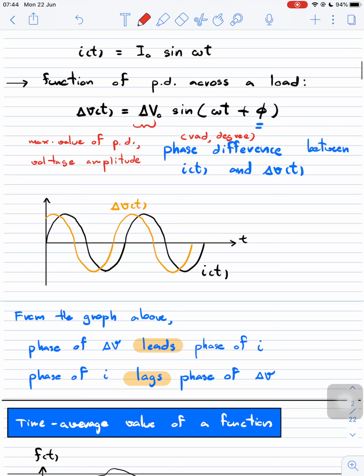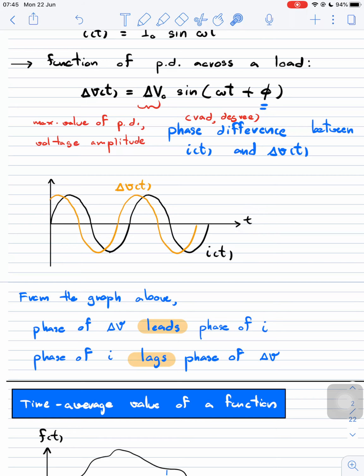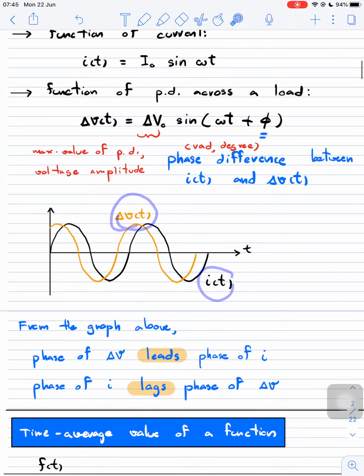So let's look at this graph. The horizontal axis is the time, and the vertical axis can be the delta V and the current I. Let's consider the current I first. We have the current I equal to I naught times sin(omega t), which is simply the sine function. So it's this curve, the black curve here. This is for the current. But now for the delta V, if we have the phase difference phi, it means that the graph must be shifted, maybe to the left or to the right. So it's this one for the delta V.